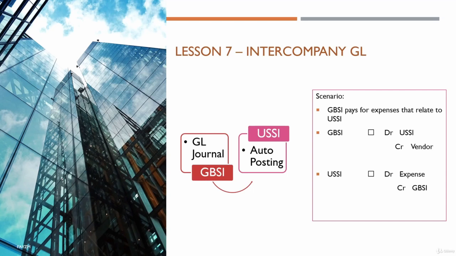Now let's understand this better by assuming that there are two legal entities, USSI and GBSI. Now USSI is a US based entity and GBSI is a UK based entity, but both of these entities are within the same financial group. Now let's assume that a US employee travels across from the USSI company to conduct some meetings within UK and he visits the GBSI office. Now, while this US employee is in UK, all of his hotel expenses and food expenses that have been incurred are in fact paid by GBSI.